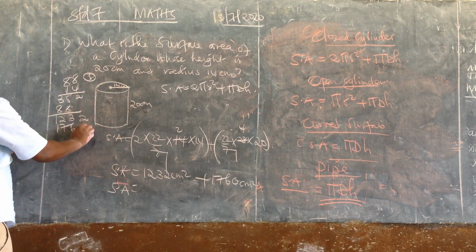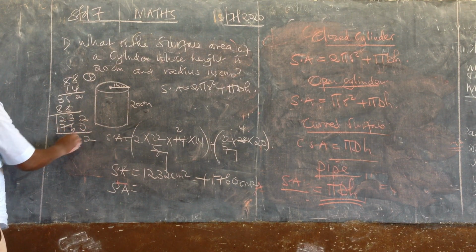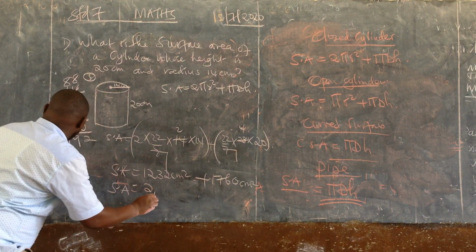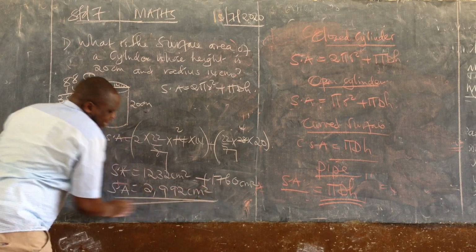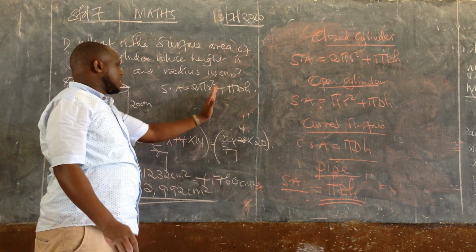So 1760 here, you get to 992. So it's going to be 2,992 centimeters squared. So at the end of the day, you must add both sides.